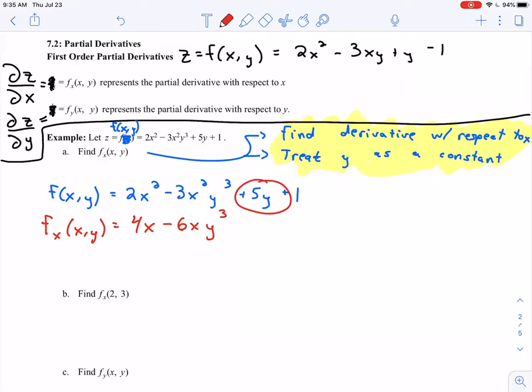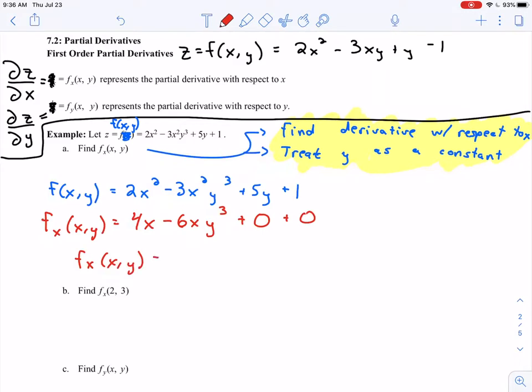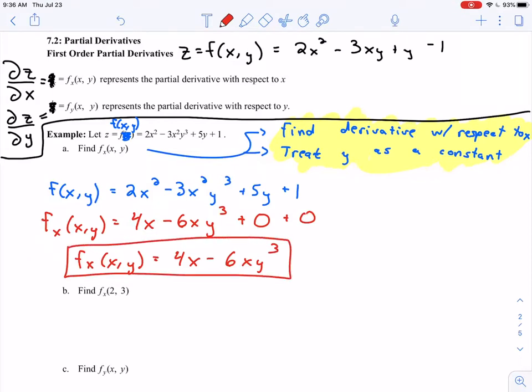Then I see a term that only has a y. Here's where this comes into play a little bit more. It says treat y as a constant. So that means 5, which is a constant, times y, which is a constant. This term, 5y, is a constant. I know that the derivative of any constant is 0. And 1 is a constant too, and the derivative of that is 0. You don't necessarily need to write in 0, but I like to do that just so it's very clear exactly what's going on. So my first order partial derivative, f sub x of x comma y, is 4x minus 6xy cubed. Here is my first order partial derivative with respect to x.